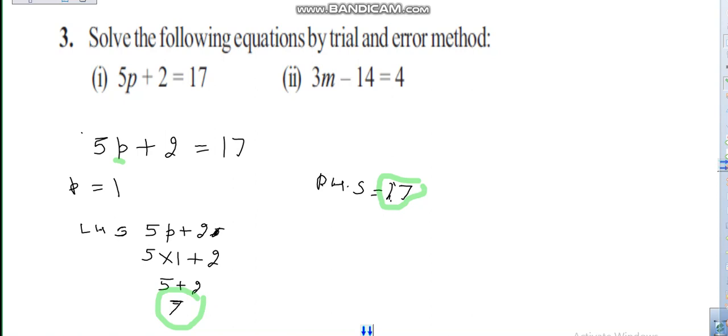So try with p is equal to 2. Try p is equal to 3. Now if I try p equals to 3, left hand side, 5p plus 3. I am taking p equals to 3. Sorry, left hand side 5p plus 2.